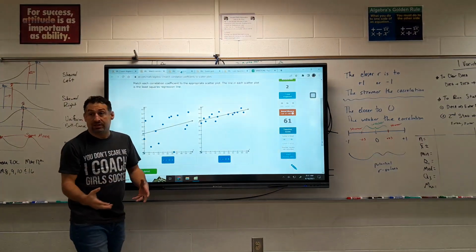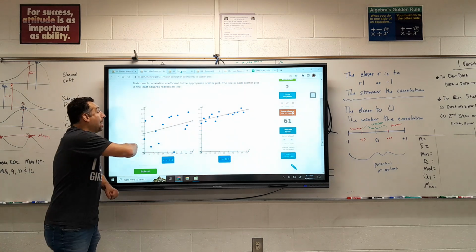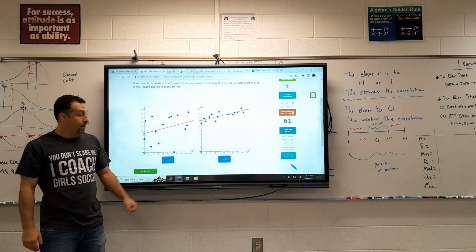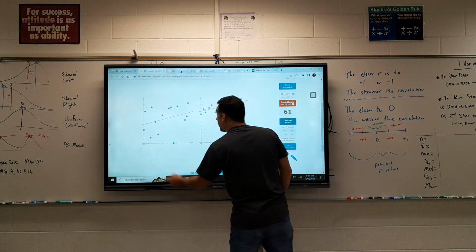Now, here's another thing in stats. If we said that was the outlier and we took it out, it would probably be a stronger correlation coefficient if that was an outlier, if we called that one. Okay, so we did the thing, we're good.